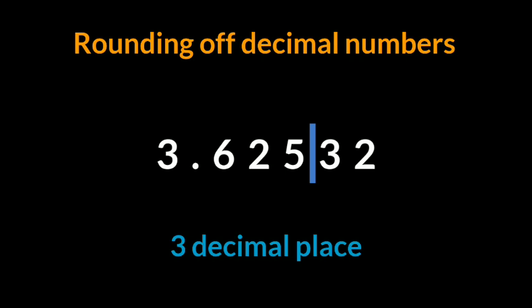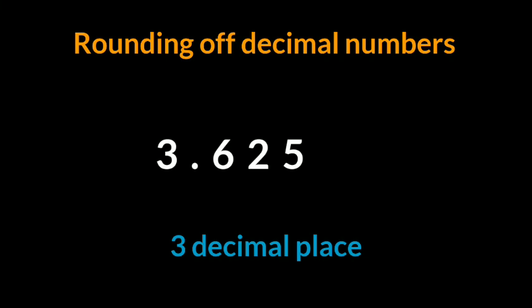That's the line in sky blue. Now the number after that line is 3, so our number is less than 5. So the rule says that we're going to leave the 3rd number. So if you're asked to round off 3.62532 to 3 decimal places, the final answer will be 3.625. Why? Because the fourth number is less than 5.